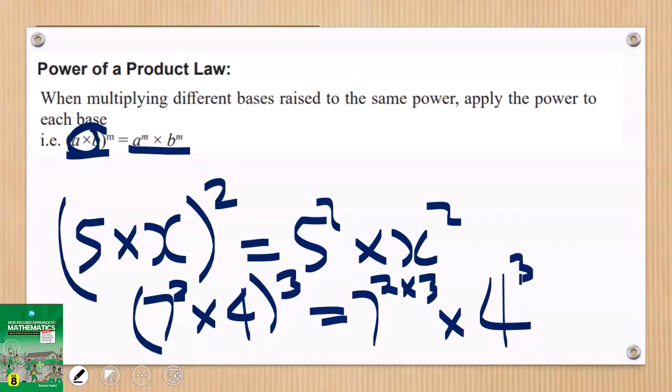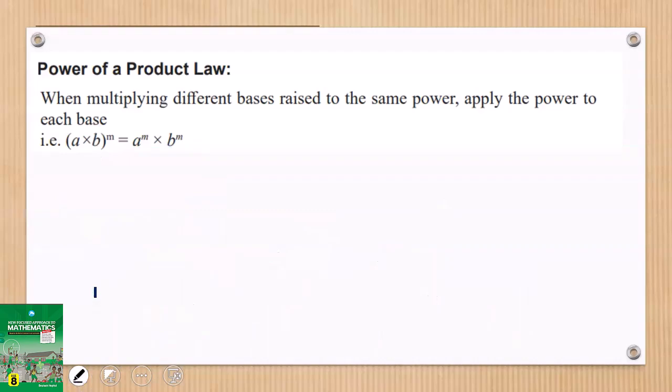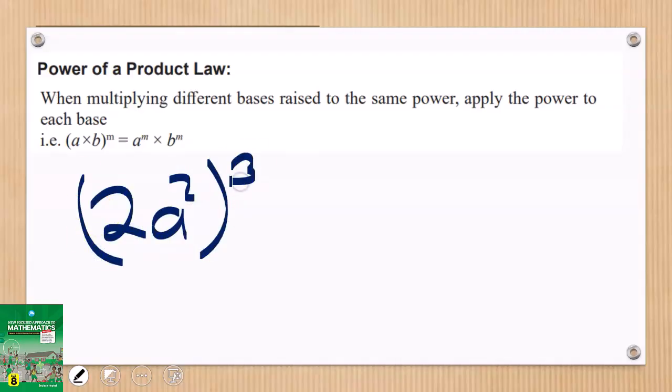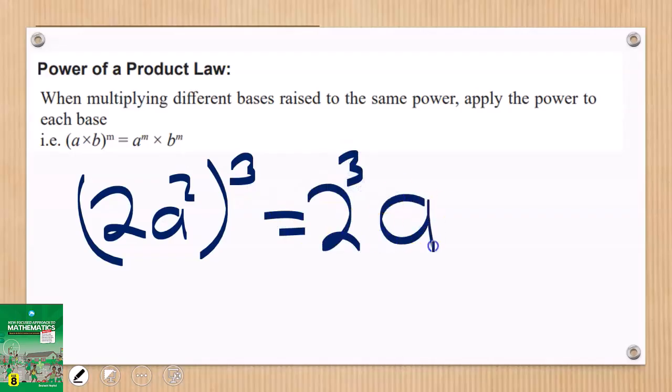In future sometimes the questions become a bit complex, and then they can tell you to simplify maybe 2a squared all to the power 3. This simply means you're going to get 2 to the power 3, then a to the power 6. So this is how it's going to look. The 3 here will take care of the exponent here, and then the 3 again will take care of this exponent as well. So we get this.